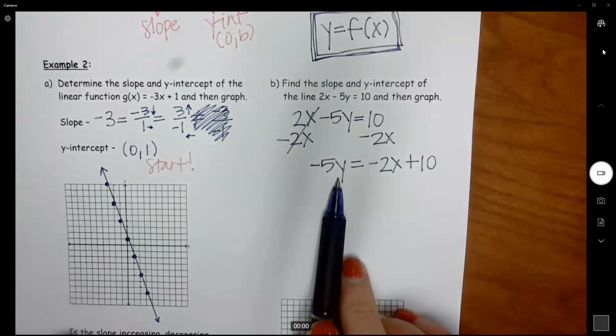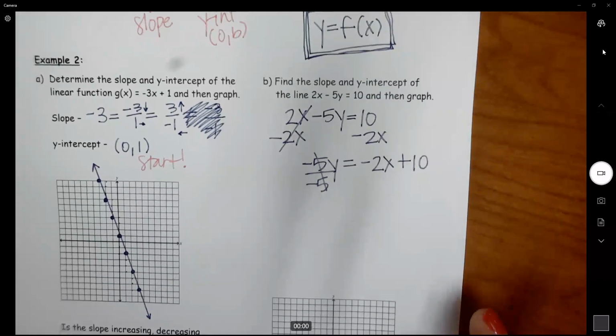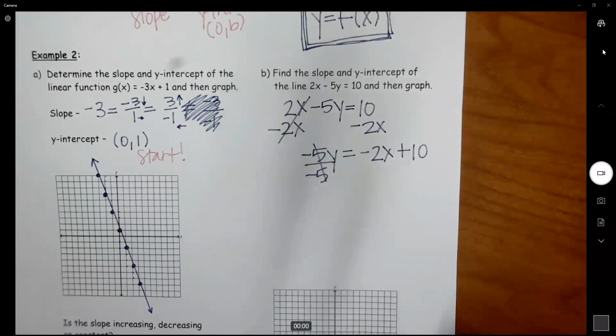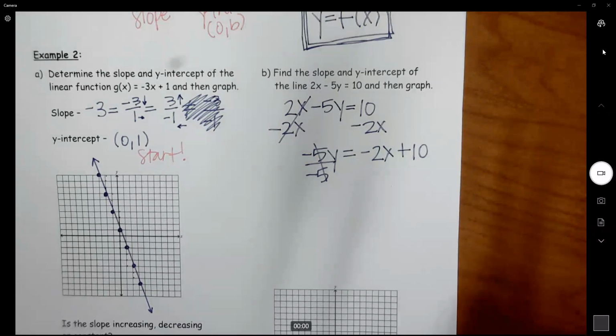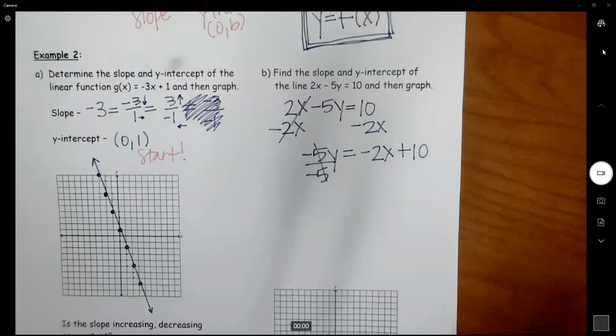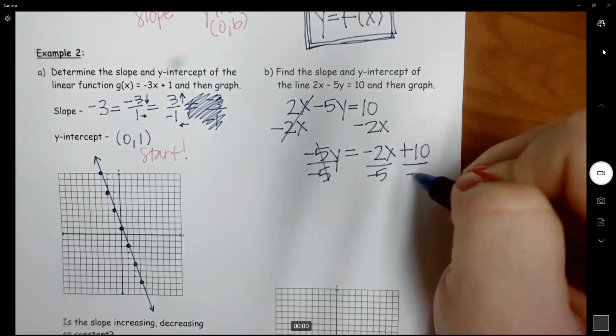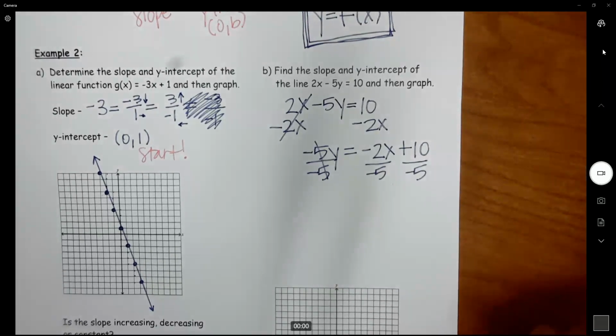Okay, y is still not solved for. Now I'm going to divide by -5 to get rid of that. Be careful here. What am I dividing this side by -5? The -2x or the 10? That's a trick question. Hopefully you said both. I am dividing everything by -5.